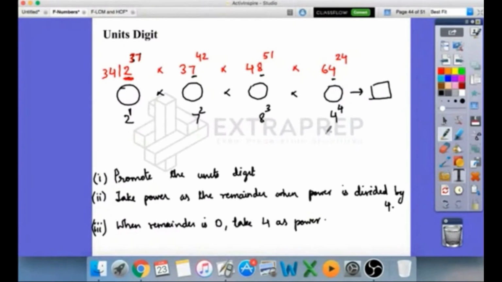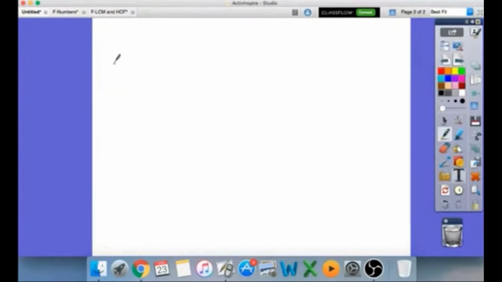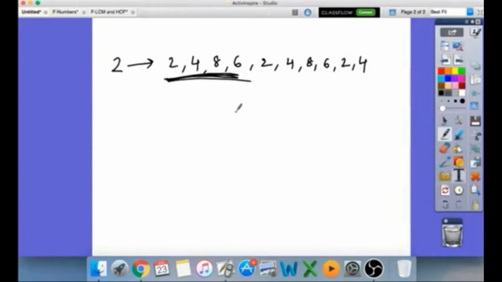Now you might have a doubt. In the second point, I said the power should be divided by 4 only. Why should we divide it by 4? The reason is, 2 power 1 is 2, 2 square is 4, 2 cube is 8, 2 power 4 is 16, 2 power 5 is 32, 2 power 6 is 64, 2 power 7 is 128, 2 power 8 is 256, 2 power 9 is 512, 2 power 10 is 1024. It goes on and on. Only these 4 last digits get repeated.